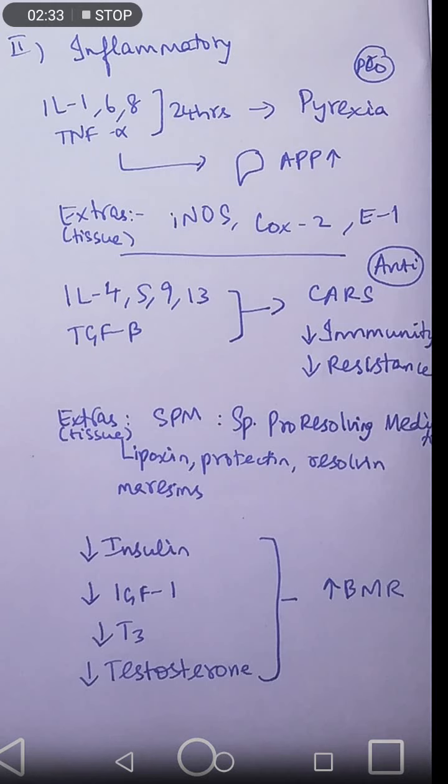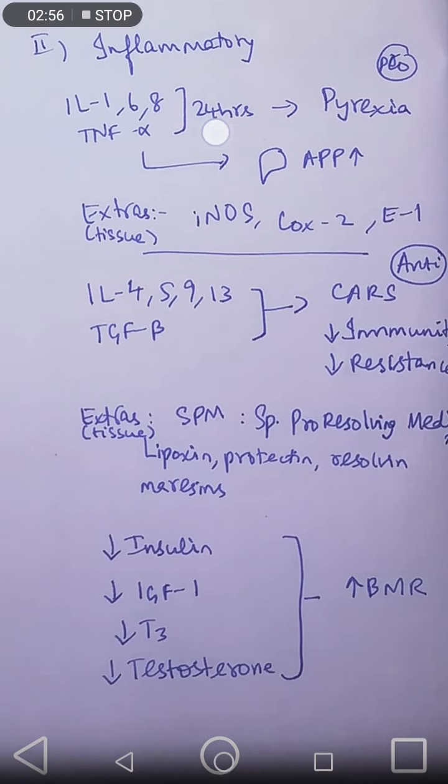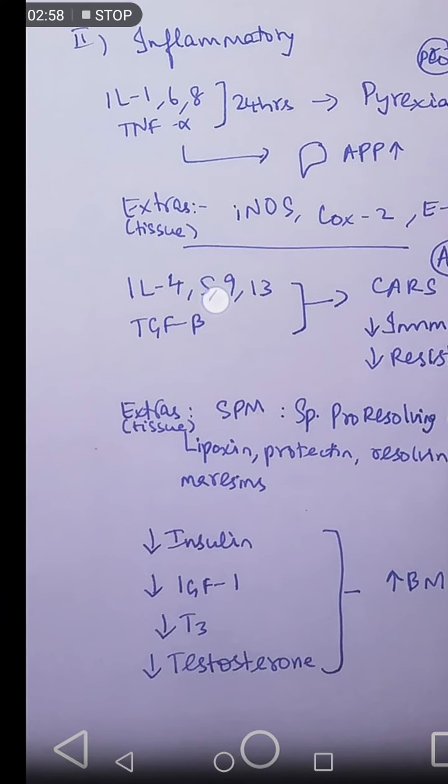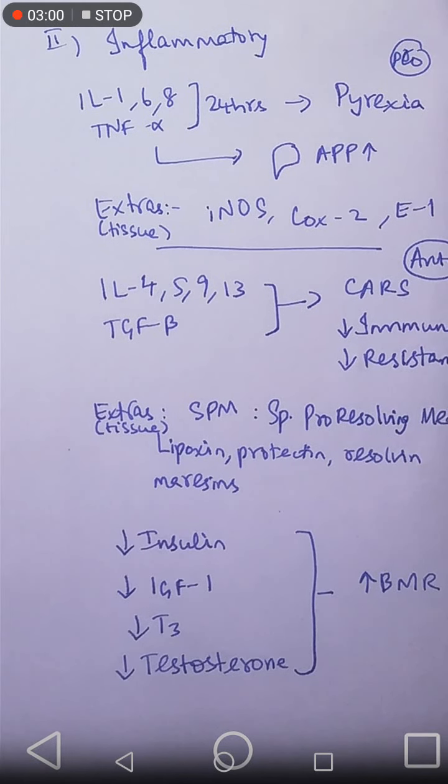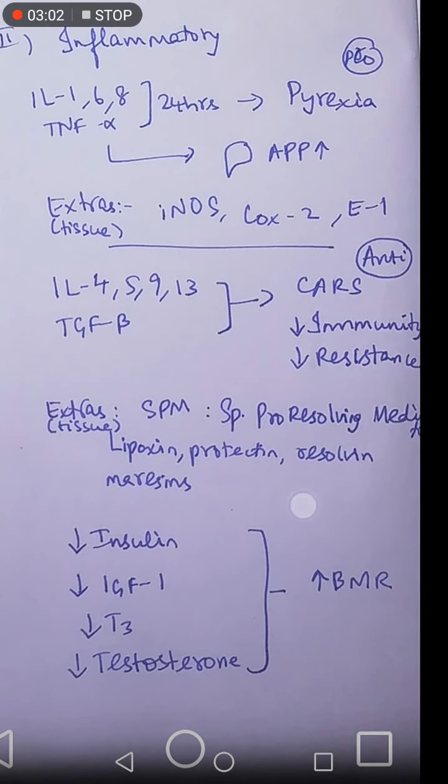Extras, meaning they occur at the tissue level, are called SPM, which are nothing but specialized pro-resolving mediators. Examples are, I'm going to say rotations per minute, because RPM comes there: resolvin, protectin and maresin. Lipoxin also helps. But the main thing over here is the one given over here, guys. These names over here. Extras can be remembered, but which is important is always important.